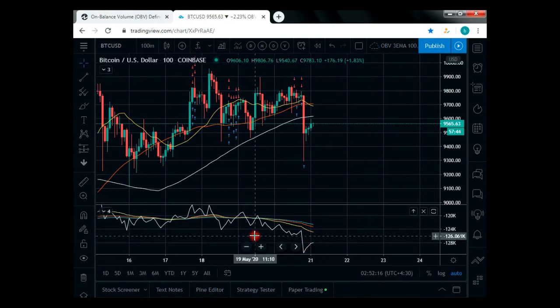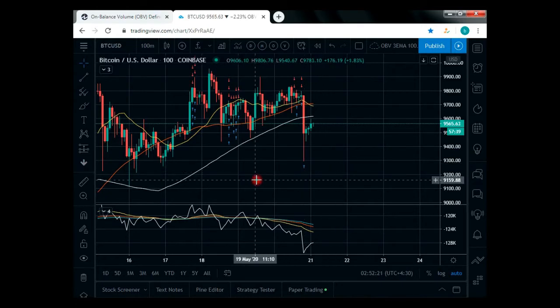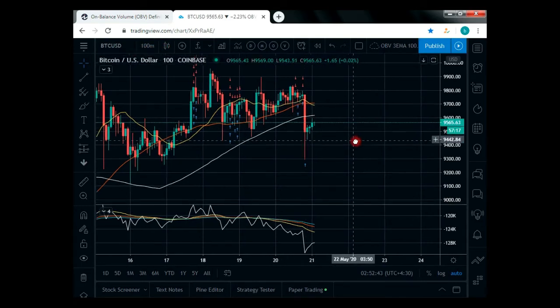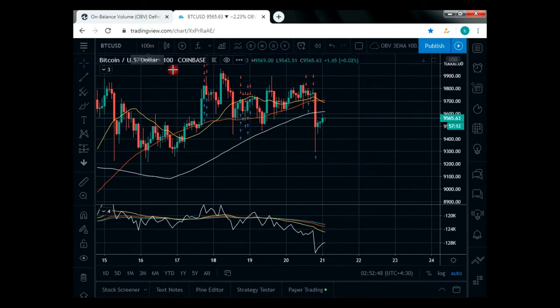Okay, we have this on a 100-minute chart. You should choose whatever time frame that is a multiple of 5, whether it's a 5-minute chart, 10 minutes, 15, 20, 25. Every multiple of 5 minutes is just okay. As you see, I put it on 100 minutes because I love to trade my intraday trades at 100 minutes.